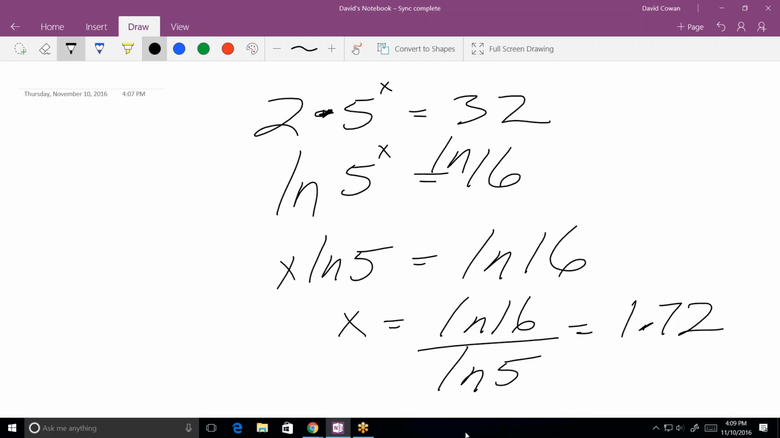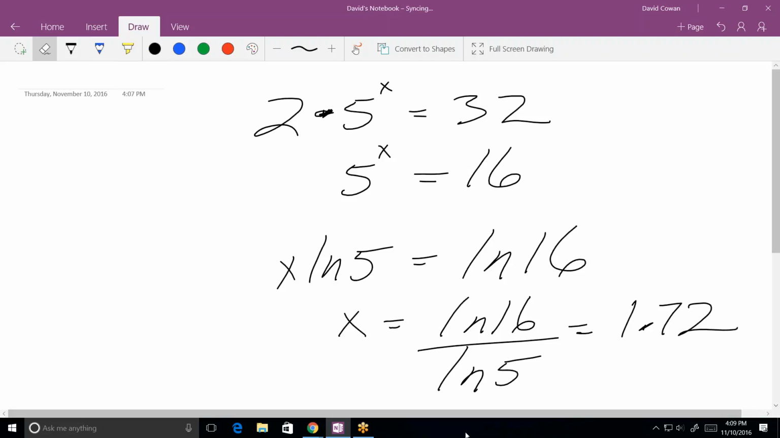And that makes sense, because if we go back to our original problem, which was 5 to the x equals 16, if x is 1, the answer would be 5, but if x is 2, the answer would be 25. So x clearly has to be between 1 and 2. So that answer makes a lot of sense.